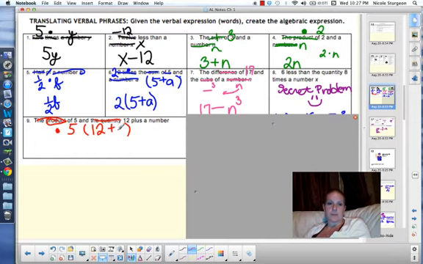Oh, they didn't even give me a variable, so I get to pick my own. I'm going to pick x. So that this is a multiplication. 5 times this quantity. So proper mathematics says that we would write it like this. 12 plus x. Last, but certainly not least, give number 10 a try.